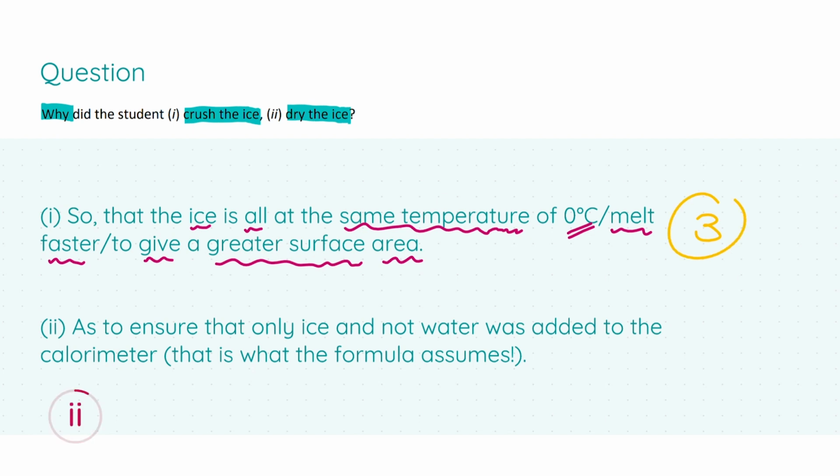Okay, so for part 2, why did we dry the ice? And we did this to ensure that only ice and not water was added to the calorimeter. And I just wanted to mention here in my answer that that is what the formula assumes, i.e. the heat formulas, which we will be looking at later on in the question if you stay tuned. So why is this? Dry ice means that there's no condensation, i.e. no liquid water floating around. And this is what is assumed in the formula, as we know. There's no extra weight being added by this liquid water. It's just all ice.